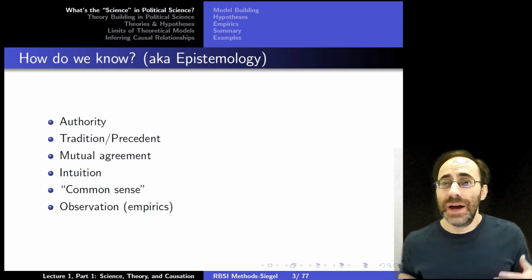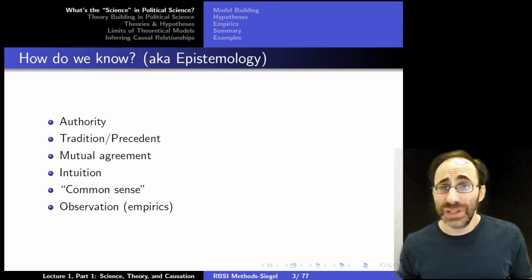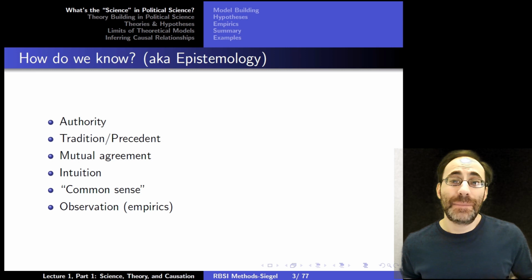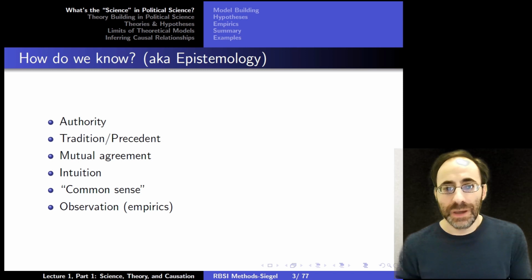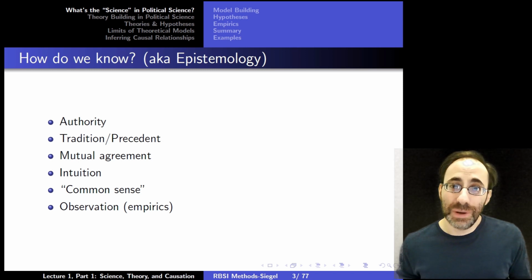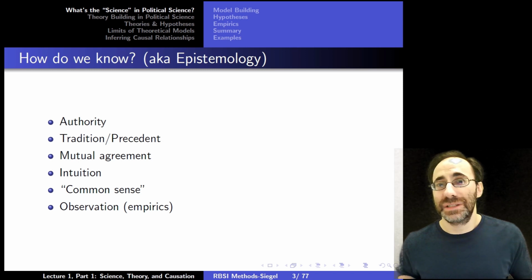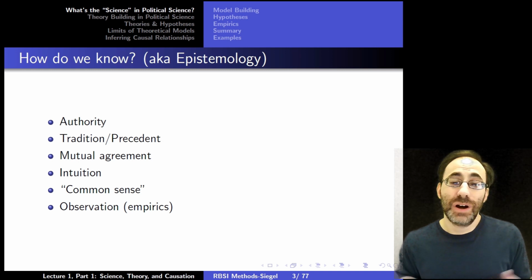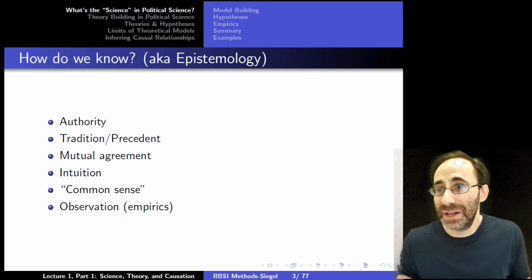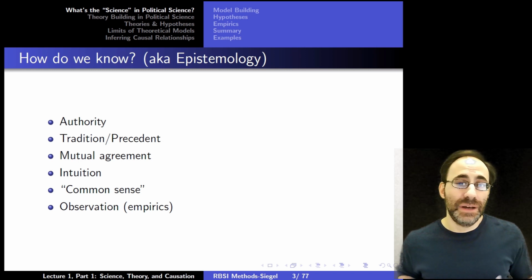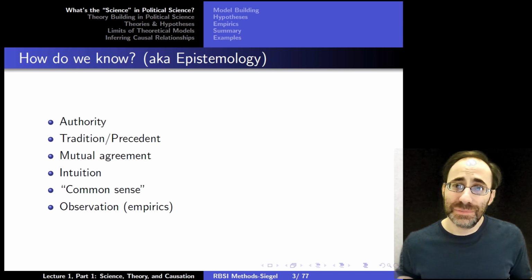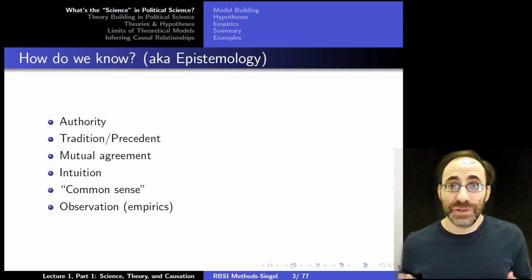So if that's authority, very similar are things like tradition or precedent, right? What happened before is why we should do things now, right? Because it worked before, we can keep doing those things now. Mutual agreement is a little less hierarchical in the sense that if we all tend to agree that this is the way things should be done, then we can keep doing them that way, right? So this is a sort of collective belief that helps guide our future behavior.